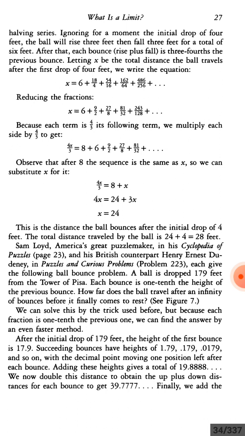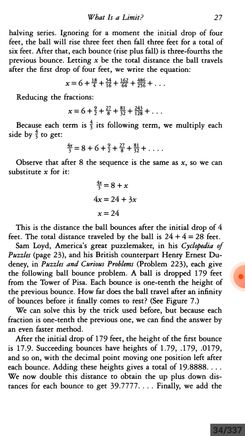This is the distance the ball bounced after the initial drop of 4 feet. The total distance traveled by the ball is 24 plus 4, equal to 28 feet. Sam Loyd, America's great puzzle maker, in his Cyclopedia of Puzzles, page 23, and his British counterpart Henry Ernest Dudeney in Puzzles and Curious Problems, each give the following ball bounce problem. A ball is dropped 179 feet from the Tower of Pisa. Each bounce is 1/10 the height of the previous bounce. How far does the ball travel after an infinity of bounces before it finally comes to rest?